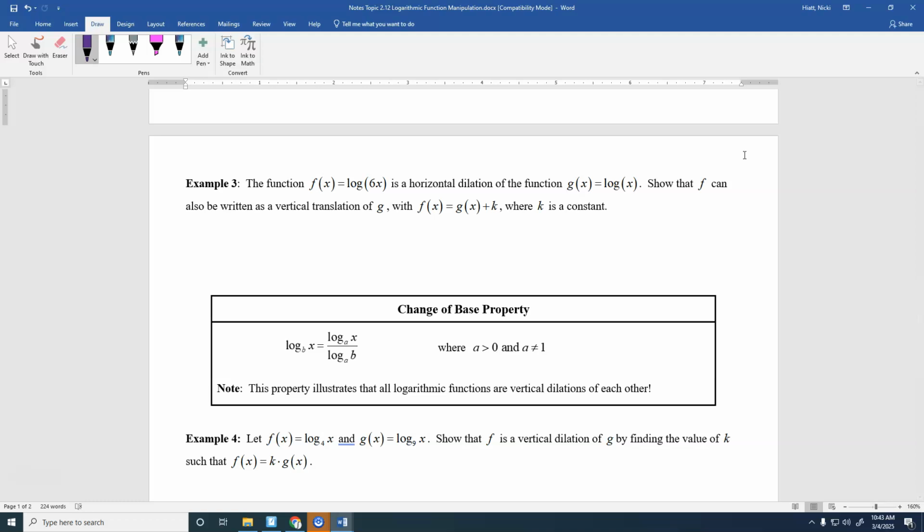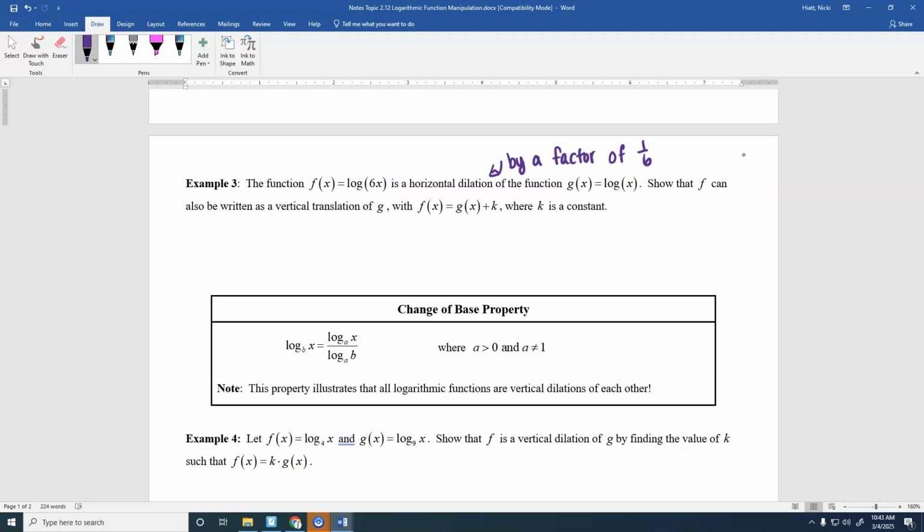So, the function f of x equals log of 6x is a horizontal dilation of the function g of x equals log x. By what factor? It didn't say by what factor, but by a factor of 1/6. We'll throw that in there just to remind ourselves what happens, right? So if you multiply by 6 on the inside, it's going to be a dilation by a factor of 1/6.